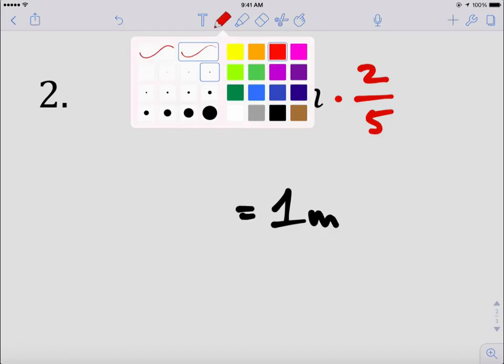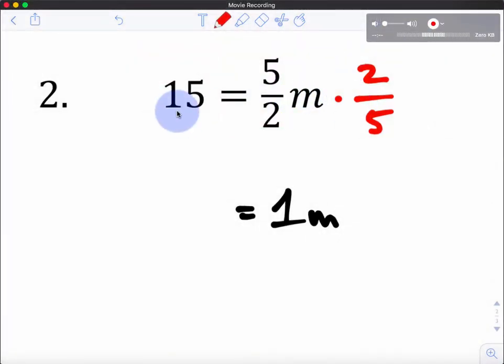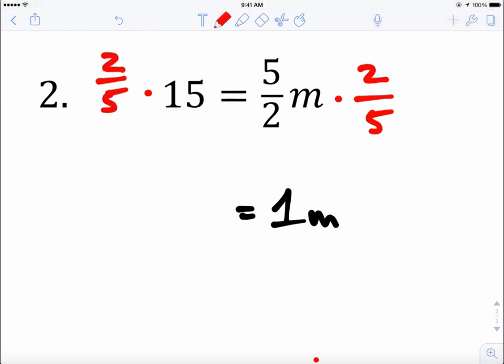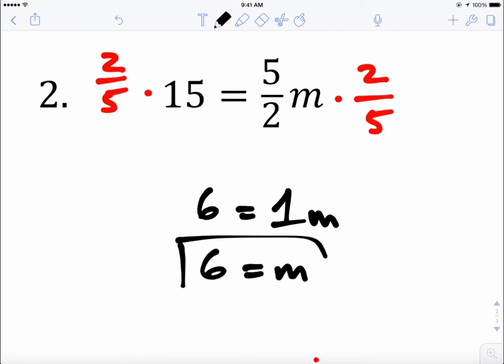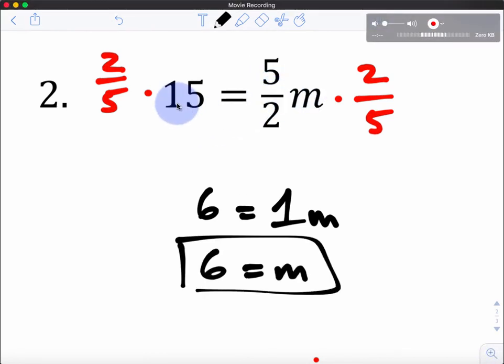And if I'm going to multiply this number by 2/5, let's multiply this number by 2/5. And perhaps you already know what 2/5 times 15 is. That is equal to 6. Our solution in this case is that 6 equals m, or m equals 6. 5/2 times 6 equals 15. It checks out. It makes our statement true.